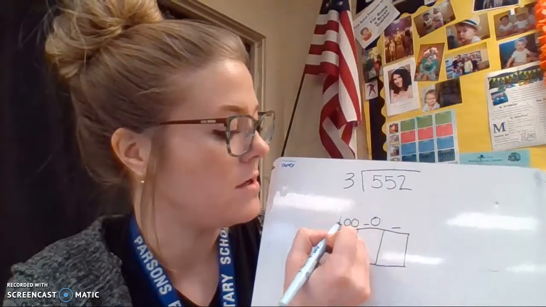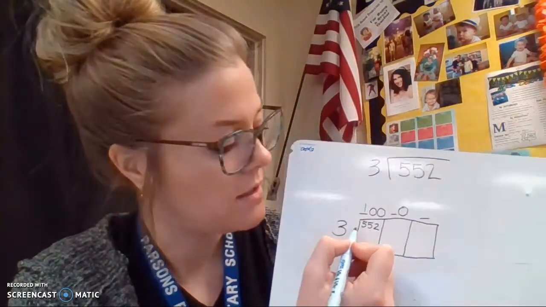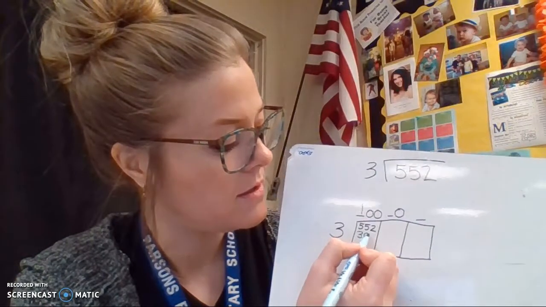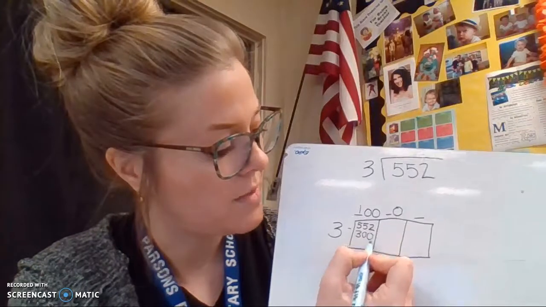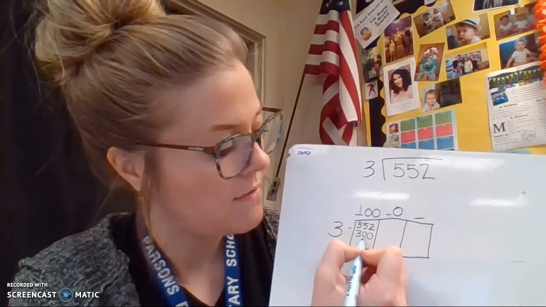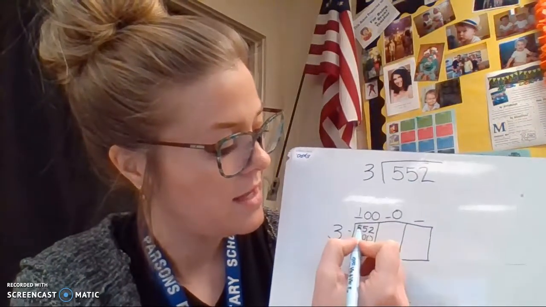So I'm going to use 100 groups of 3. 100 times 3 is 300. Next, I'll subtract. 2 minus 0 is 2. 5 minus 0 is 5. And 5 minus 3 is 2. What I have left is now going to be moved into my tens section.